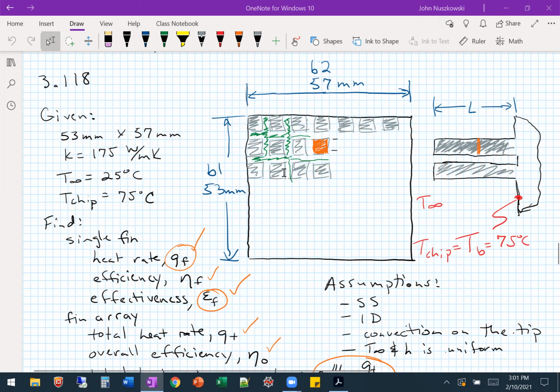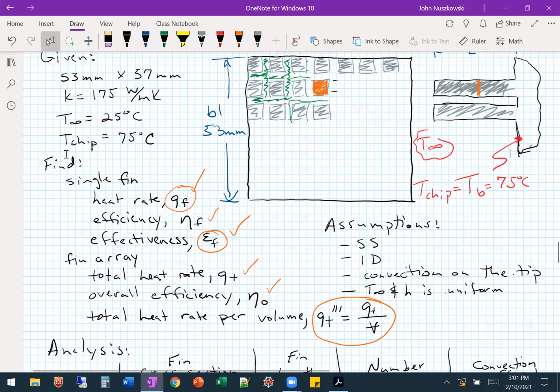We're just finishing this problem of a fin array. We had it being 53 by 57 millimeters. The thermal conductivity of the material is given. We have a T infinity, which is 25, and then the chip temperature right there on that surface is 75. They wanted parameters for a single fin and parameters for a fin array.